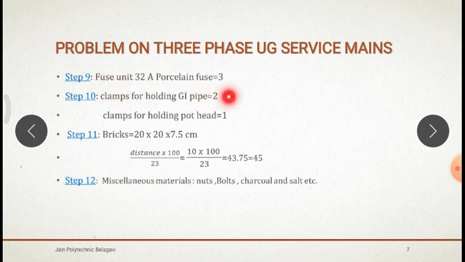Fuse unit, porcelain fuse, 3 we require, R, Y, B. Clamps for holding GI pipe are 2, clamps for holding pot head are 1. Next, bricks as usual using the formula, again 45 only we require: distance into 100 divided by 23, so total is 45. Miscellaneous materials: nuts, bolts, charcoal and salt we require. So all these are the materials we calculated using all the steps. But now next we will see the cost of that.